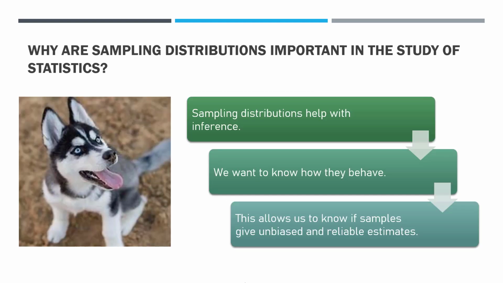That is going to bring our lesson for today to a close, and now we can finally answer this question: why are sampling distributions important in the study of statistics? Well, sampling distributions help us with inference because they are going to show us how samples in general behave. Now, that's important to note. We don't really want to create sampling distributions. I'm not going to ask you to make them. That's incredibly difficult, if not impossible, to do. But we want to know how they behave. And the math theory behind it tells us that we can know how they behave. And if we know how they behave, that allows us to know if samples will give unbiased and reliable estimates. And that is exactly what we want to do in statistics.